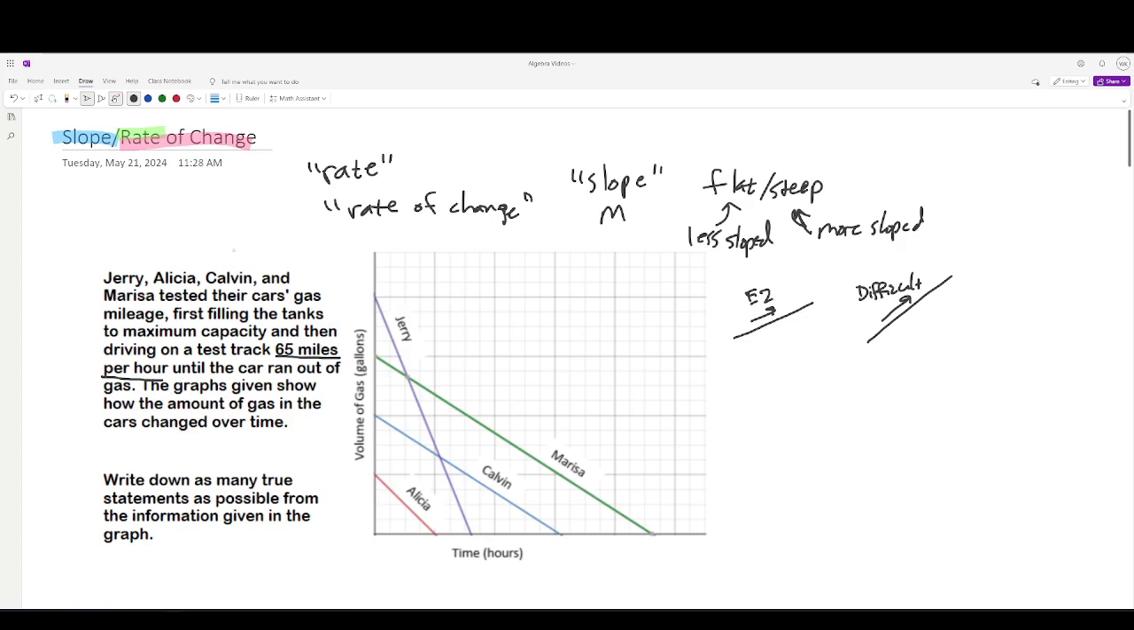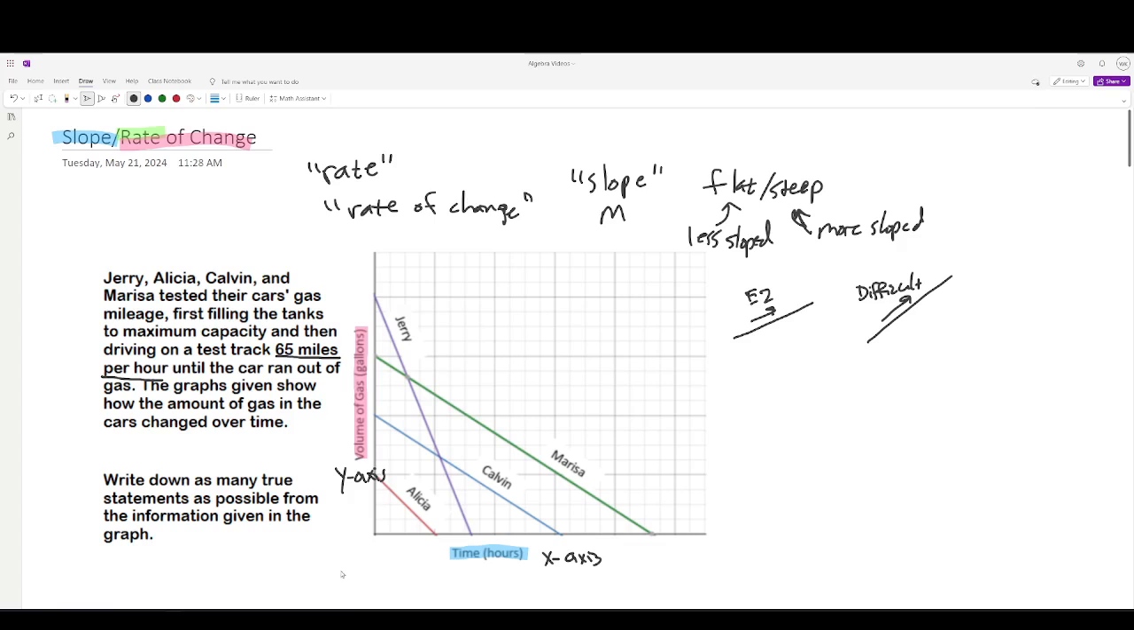So key thing with a graph is to know what we're looking at. So here we have our y-axis, the vertical one, is volume of gas. So that's how much gas is in the car. And the x-axis is time. So that's how long they've been driving. So this is the y-axis, which is vertical, and the x-axis, which is horizontal.